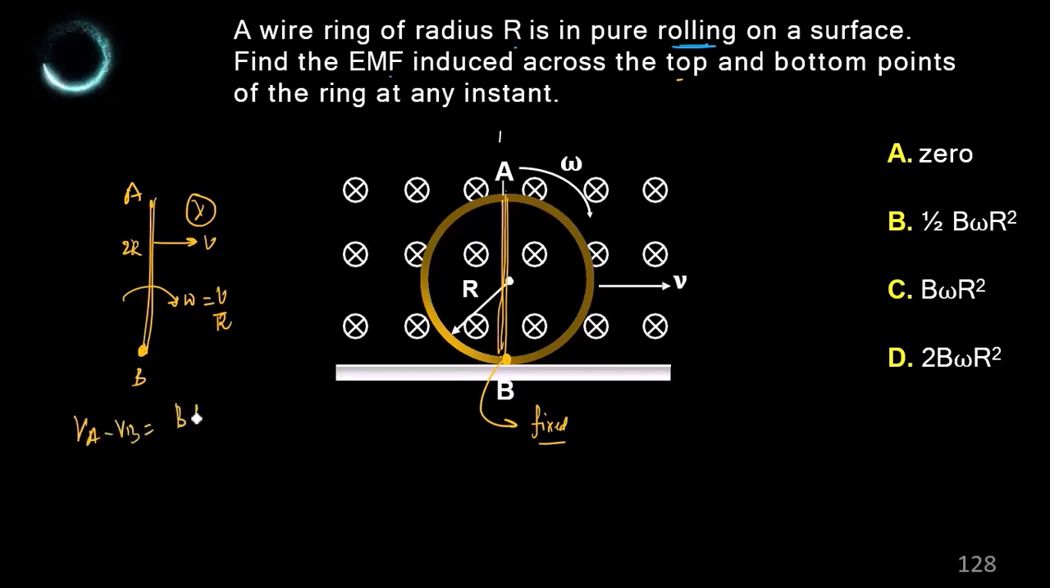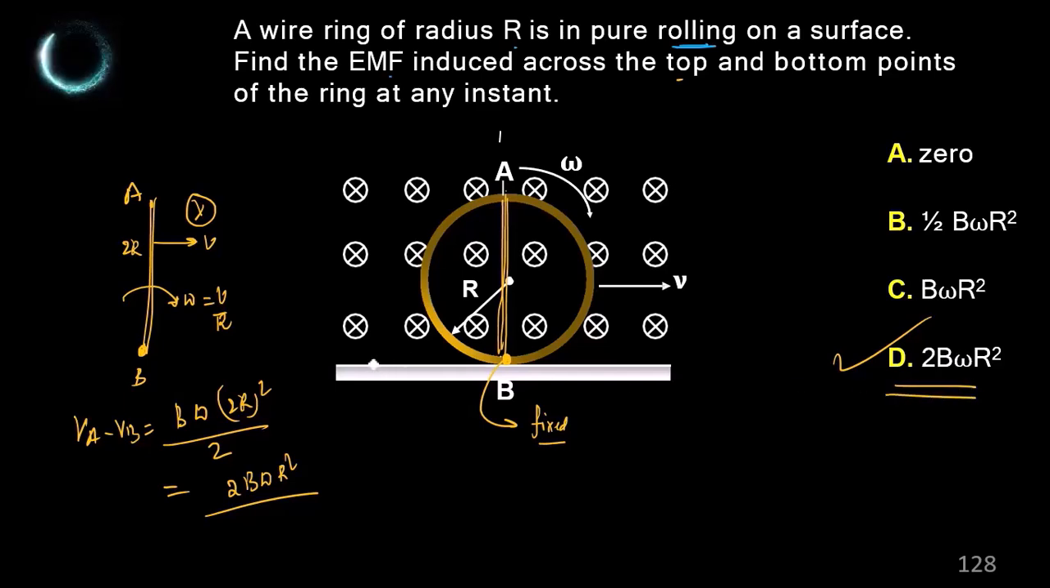So B omega L square means B omega (2R) whole square by 2. That means 2B omega R square. That is the potential difference.